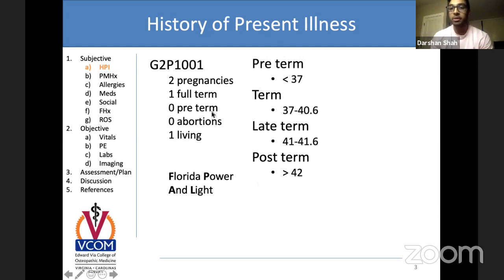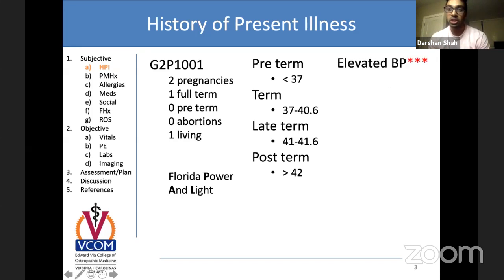And why this matters, there are certain complications that can happen preterm that you might need to do medical management for. Term is what's normal. Late term is a little beyond normal. And then post term could mean, hey, the baby's getting a little too big. What kind of complications do we need to watch out for? So there are different things for different terms here.